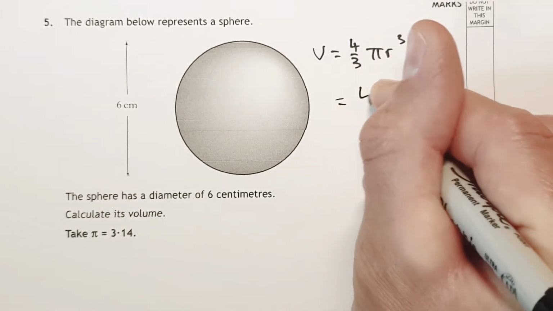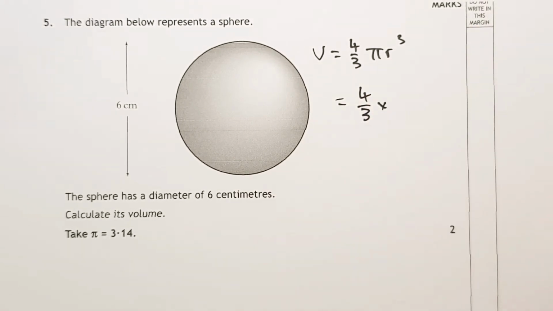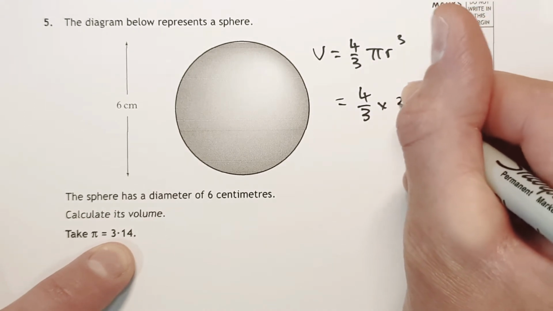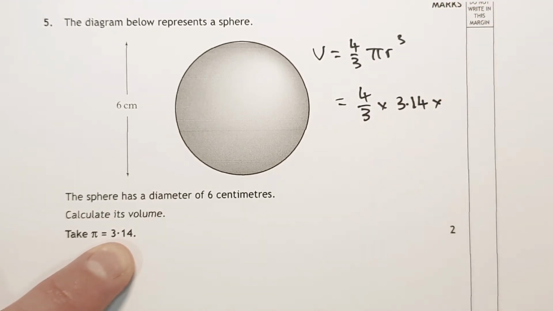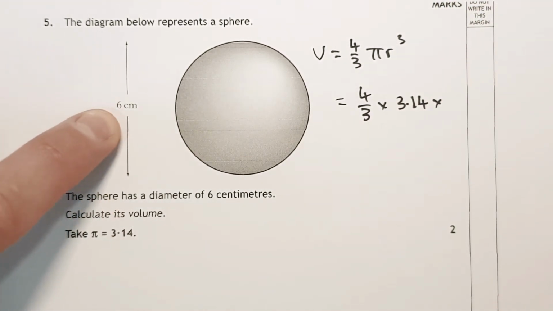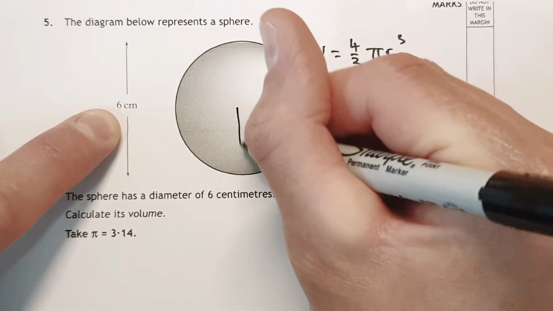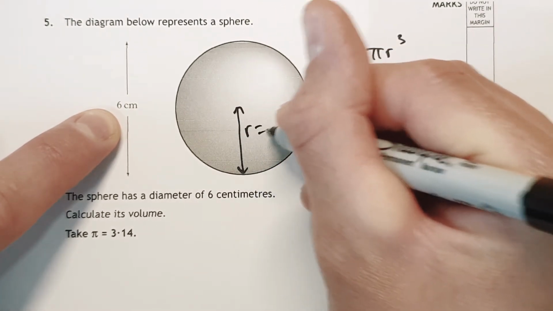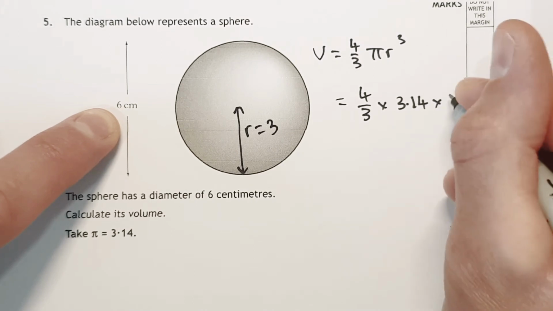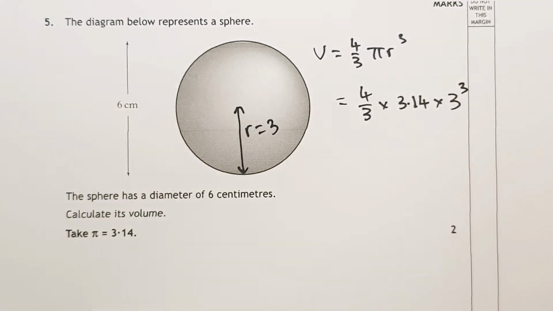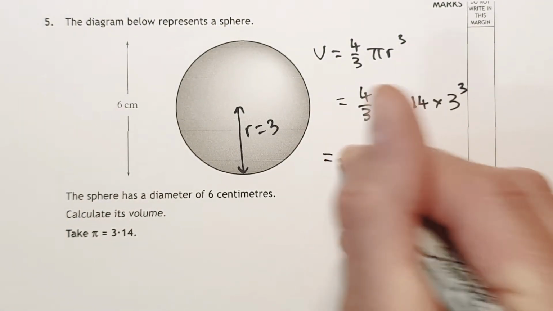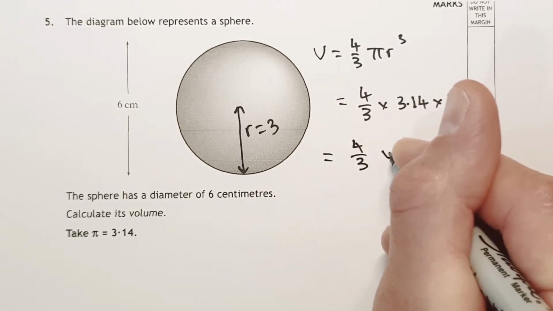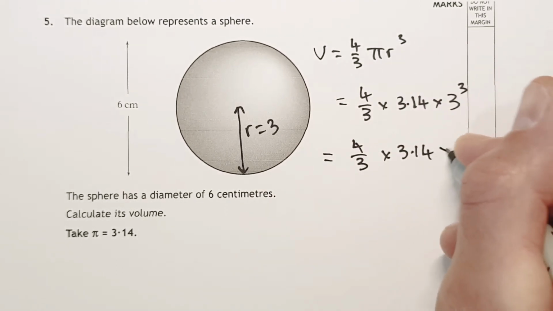So it's 4 over 3 times, now this is non-calculator, remember, so we have to use 3.14, and it tells us to use that there, times, now your radius is half of the diameter, so if the diameter is 6, your radius is half of that, so r equals 3. So that's going to be 3 cubed. Well, 3 cubed is 3 times 3, which is 9, times 3 is 27. So it's 4 over 3 times 3.14 times 27.